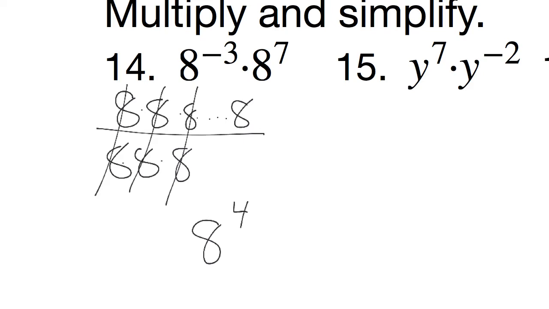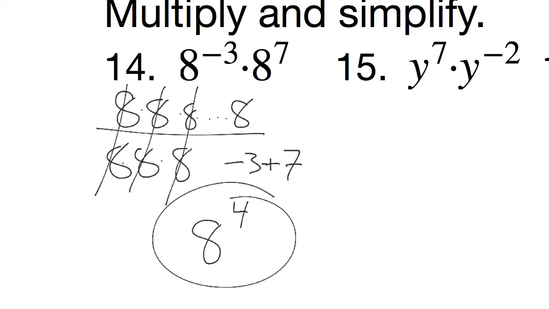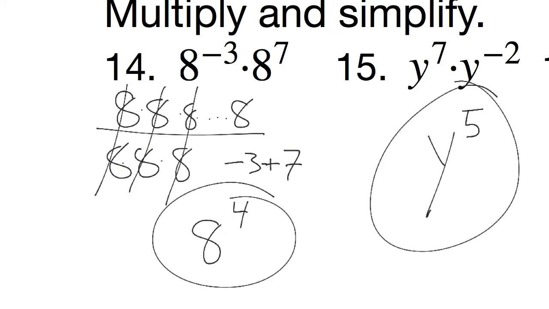Well, instead of writing it out as a fraction, an easier thing to do would be to add the exponents together. Negative 3 plus 7. Negative 3 plus 7 is 4, and that's a faster way to do it. In fact, that's the way you want to think about it. 7 plus negative 2 is 5. Next problem.